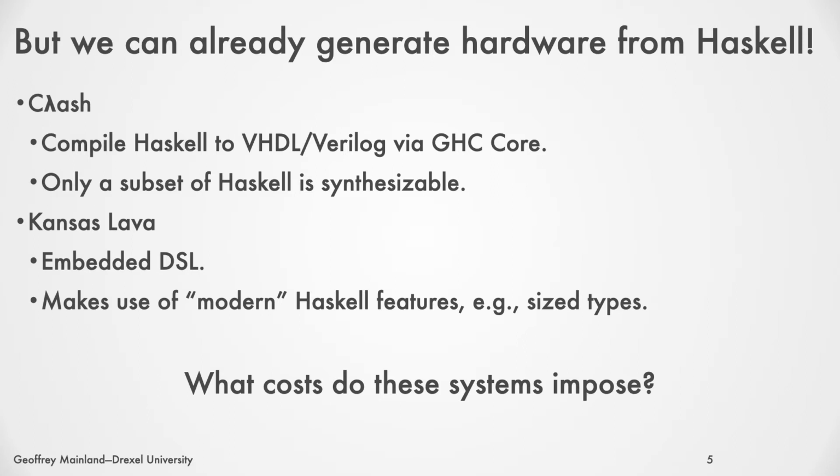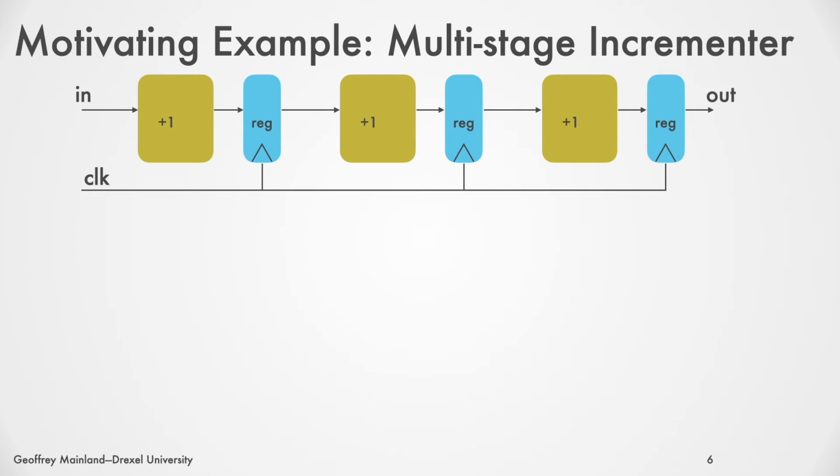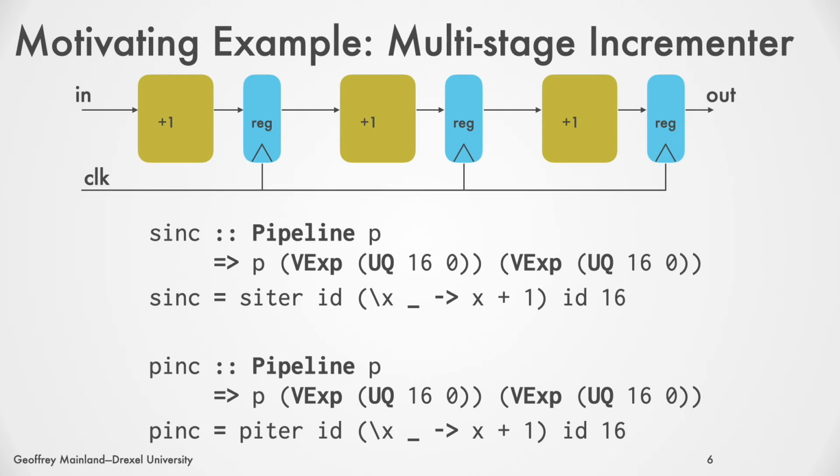We'll implement a simple pipeline in all systems and look at the metrics we care about: resource utilization, clock speed, and programmer effort. Our running example will be a multi-stage incrementer, a pipeline consisting of n stages where each stage adds 1 to its input. This pipeline performs a minimal but non-zero amount of computation at each stage, which makes it useful for measuring the overhead of our pipeline abstraction. Here's the pipeline implemented using the Metaprogramming with Combinators approach. The Clash and Kansas Lava implementations also only take a few lines of code.